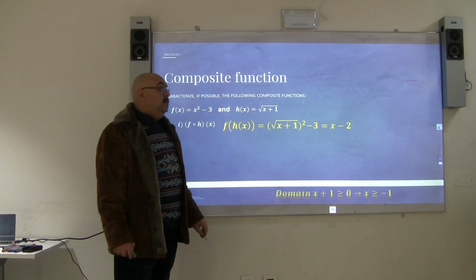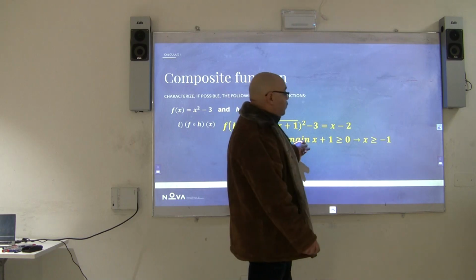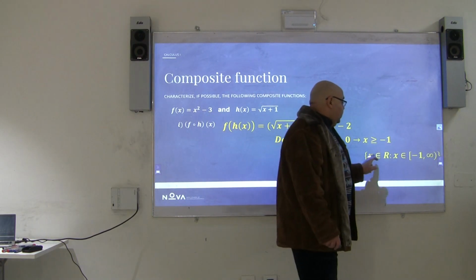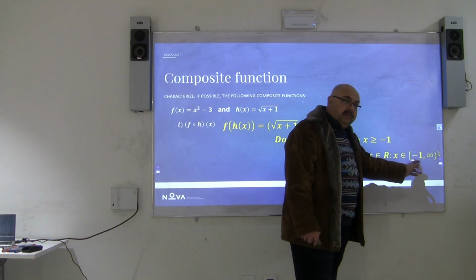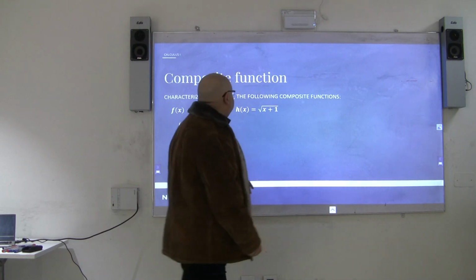So if you have a composition f composed with h, it will be x minus 2. What about the domain? The domain is exactly as I told you. X plus 1 must be greater than or equal to 0, so x must be greater than or equal to -1. I can write x belongs to R such that x belongs to from -1 up to infinity. This is to secure the domain of the root function.